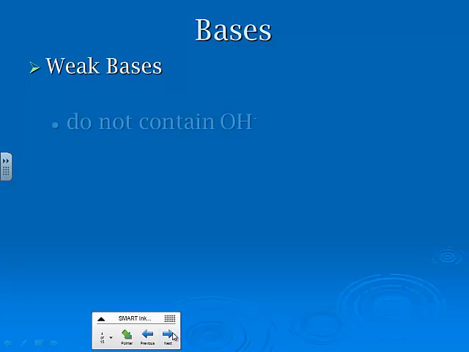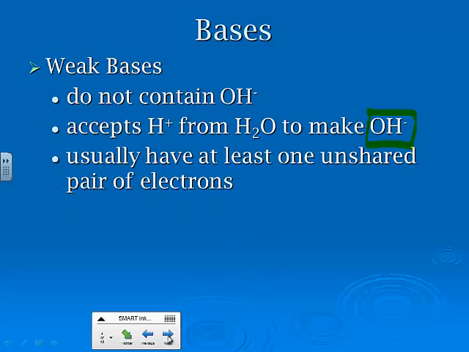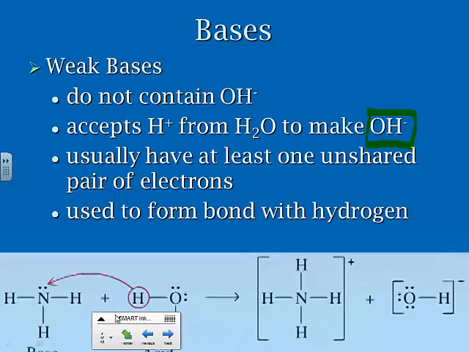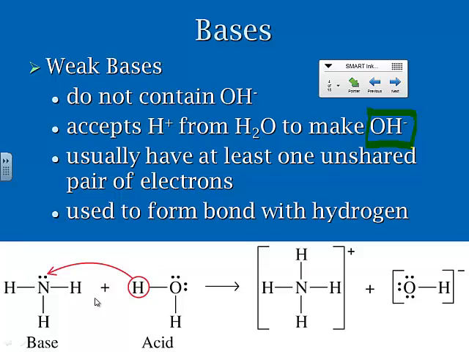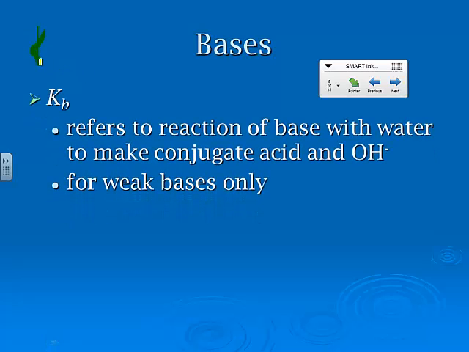Alright, now weak bases do not contain hydroxide, but they will accept hydrogen from water to make hydroxide. A weak base usually has at least one unshared pair of electrons, and it uses that unshared pair to form a bond with hydrogen. That's why ammonia is such a common weak base, because it has that extra lone pair. It sucks away that hydrogen, and so you're still left with hydroxide, and that is what gives the solution a basic situation, so to speak.